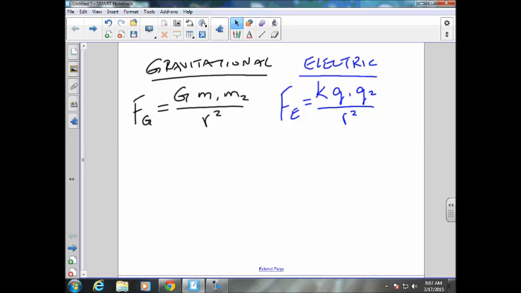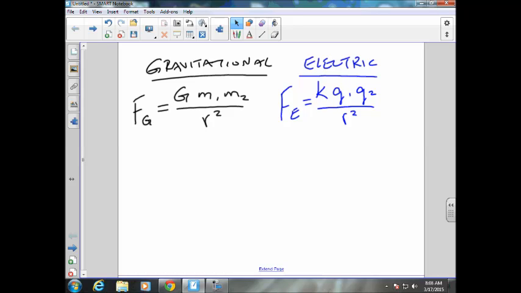Both of them have this dependence on an r squared value, this inverse square law. So if we double the distance between two charges, the force between those two charges will drop to 1/4 of the value, correct? If we double the distance between two masses, the force between those two masses will drop to 1/4 of the value. Triple the distance between two charges, that'll be 1/9 the force. Okay. How else are they similar or different?